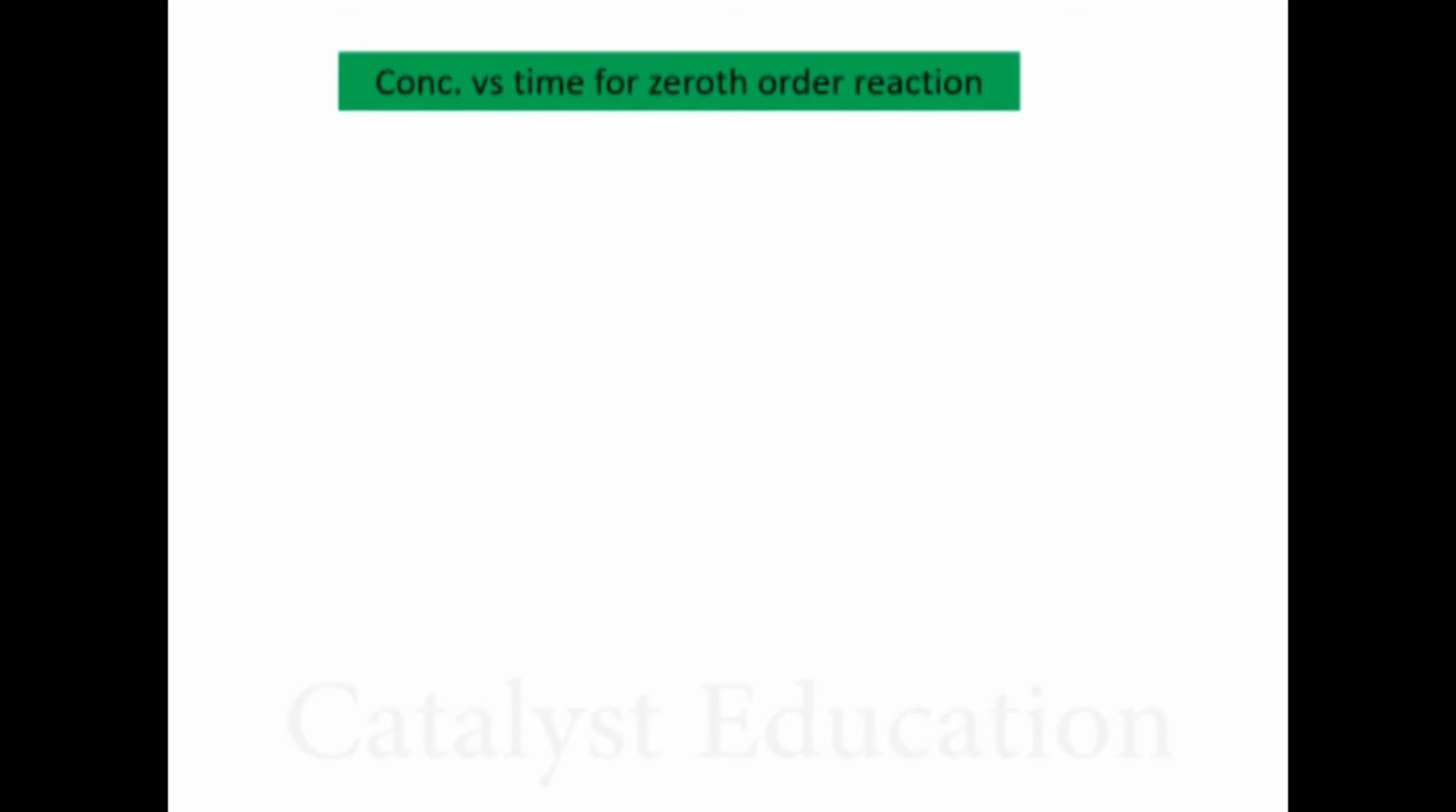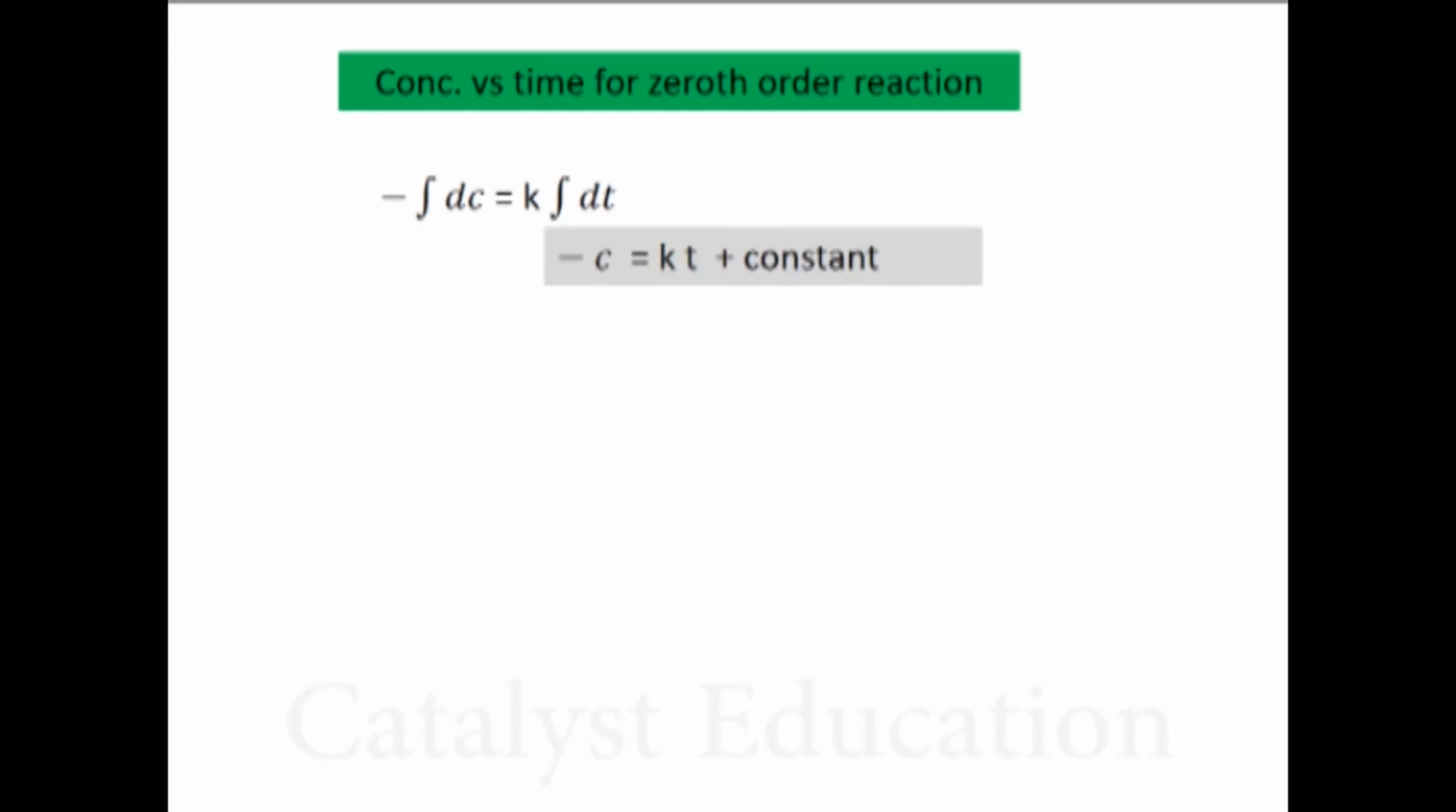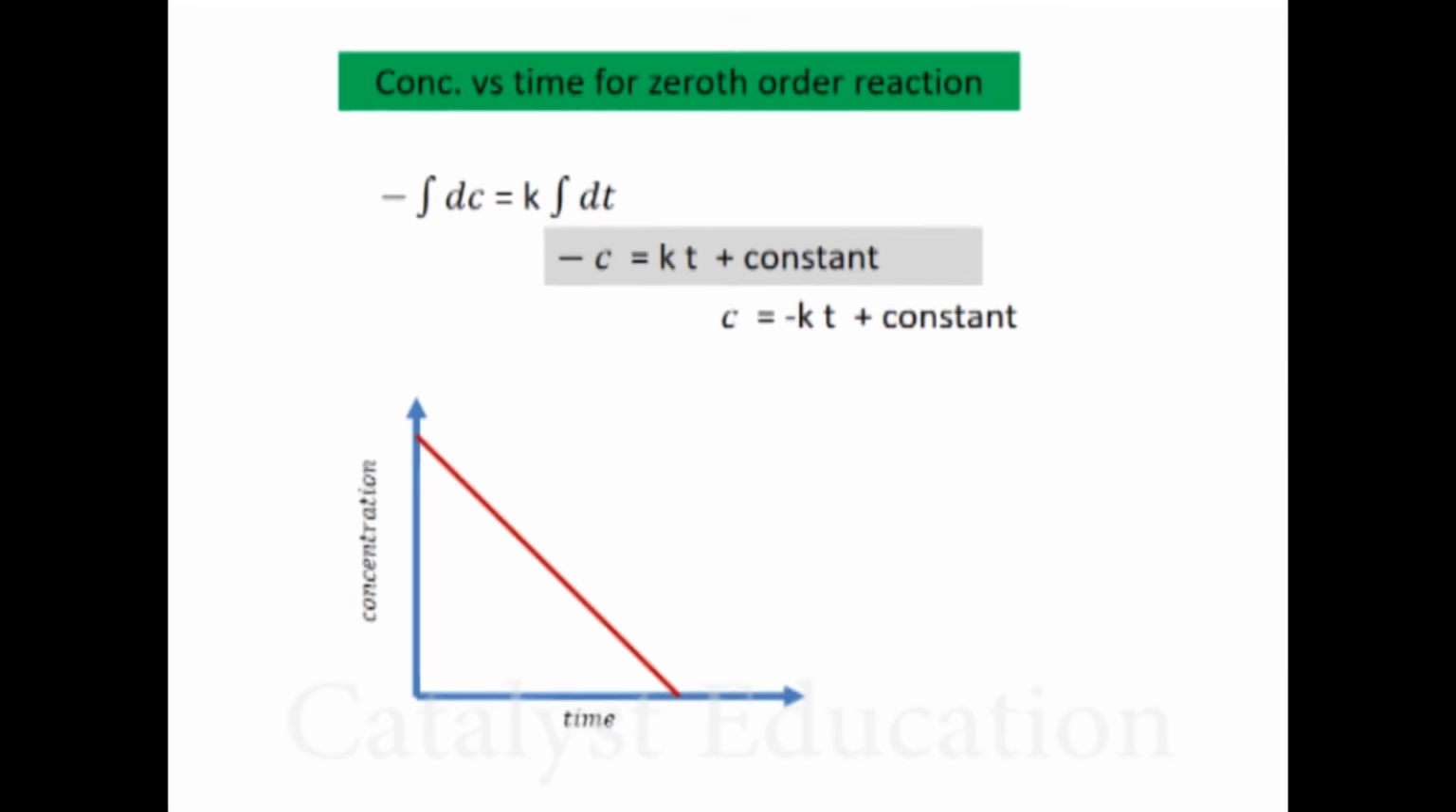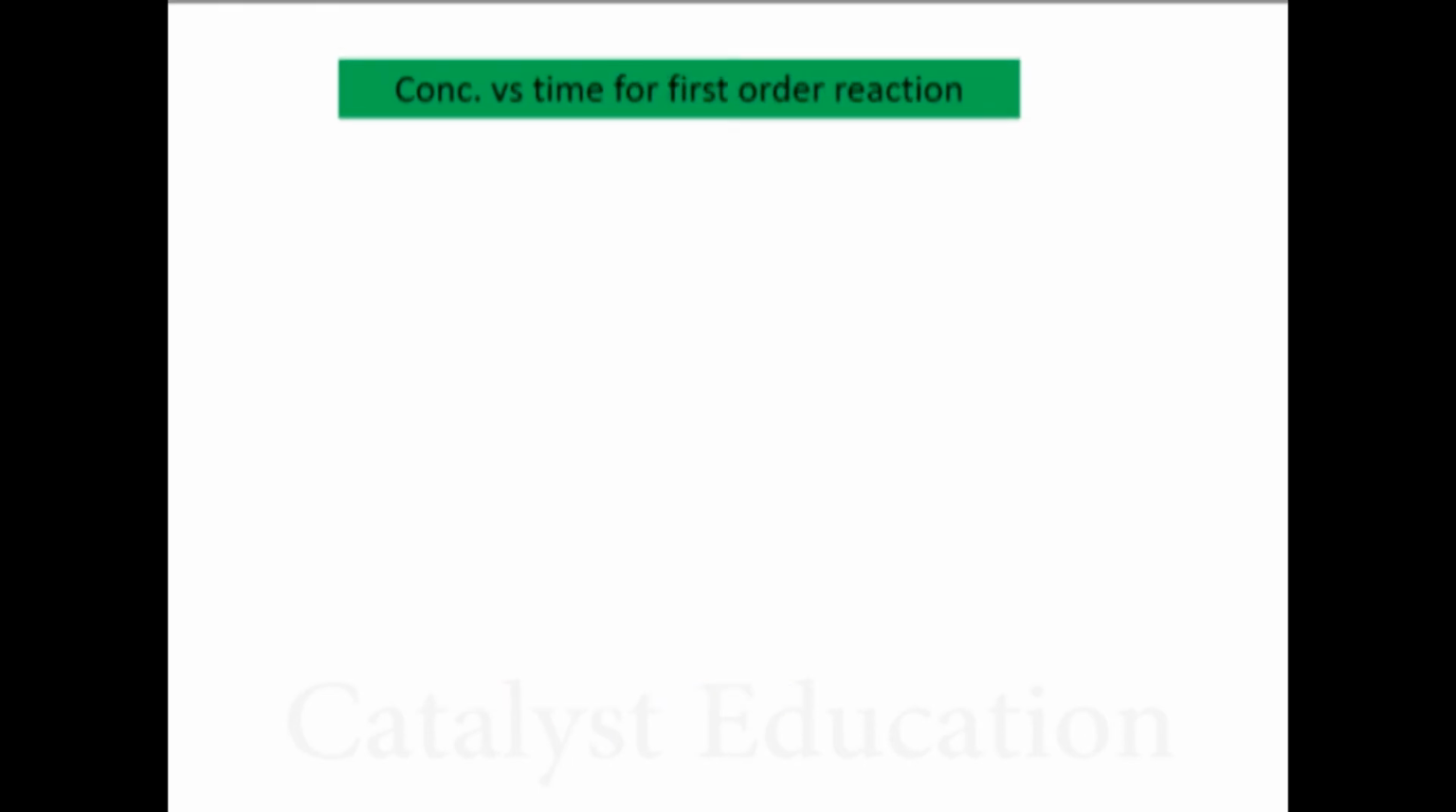Taking the integration, and after completing the integration, minus c is equal to kt plus constant. So c is equal to minus kt plus constant. Putting this value in the graphical relation, y-axis concentration and x-axis time, this is the relation and the gradient is negative k. And now I want to discuss concentration versus time for the first order reaction. The rate versus concentration relation I have already discussed.